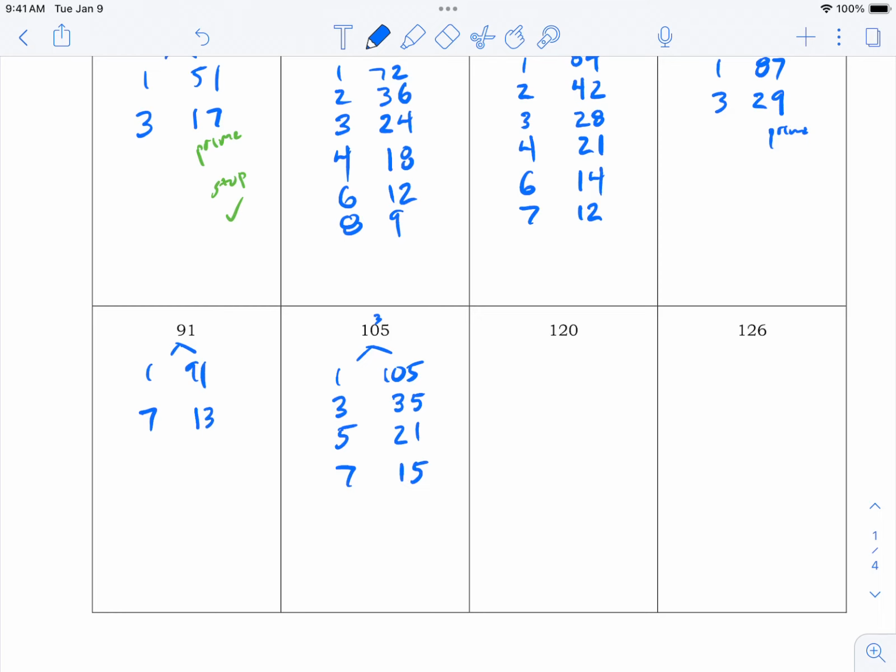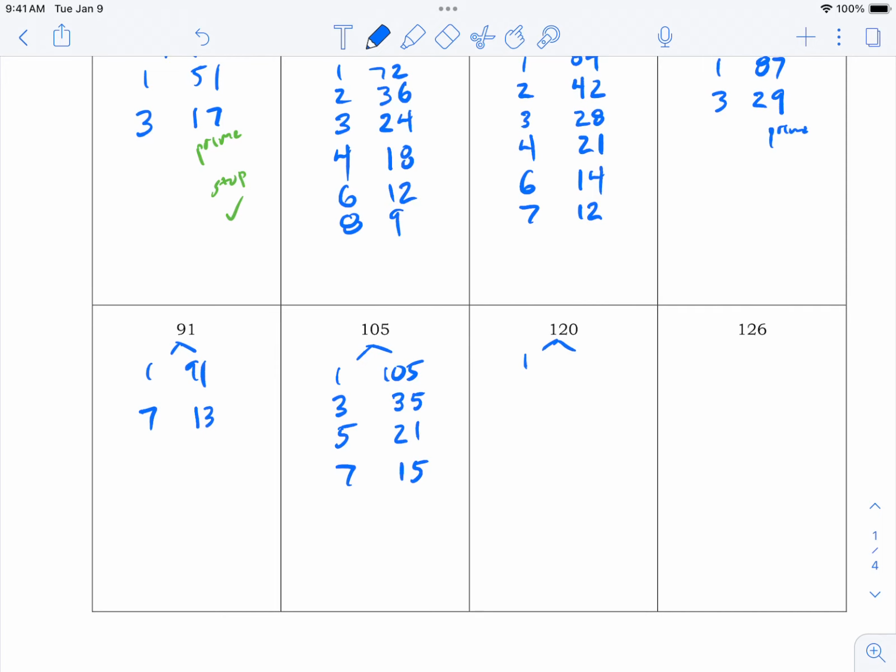8 can't work for an odd number because 8 is even. No matter what you multiply 8 by, it's even. So 8 won't work. 9. Well, if you add 5 and 1, you get 6, and 9 doesn't go into 6, so 9 won't go into that. 10 won't work. 11, no, nothing else is going to work. We got nothing. We're done.